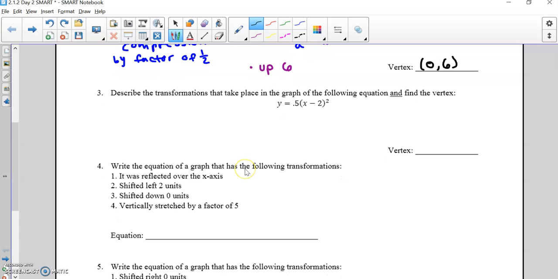Alright, number 3. Describe the transformations for this equation. So let's go ahead as usual. We'll start here. This is our A. And because it's a decimal, it's a number smaller than 1, we are going to have a vertical compression by a factor of 1/2, or I guess I should write the 0.5.